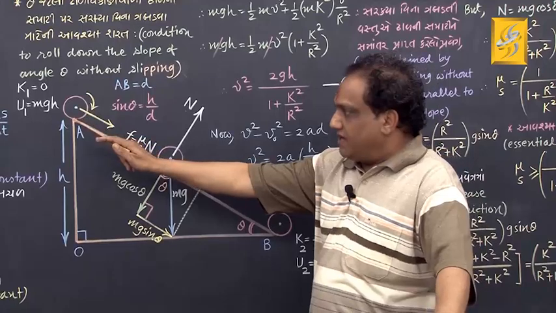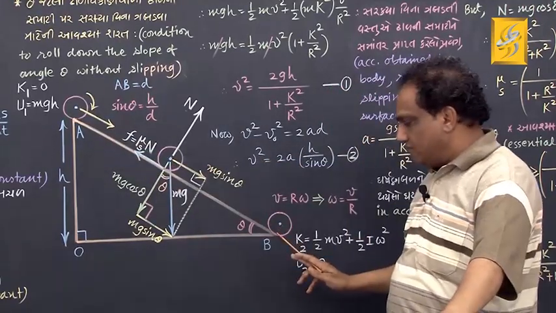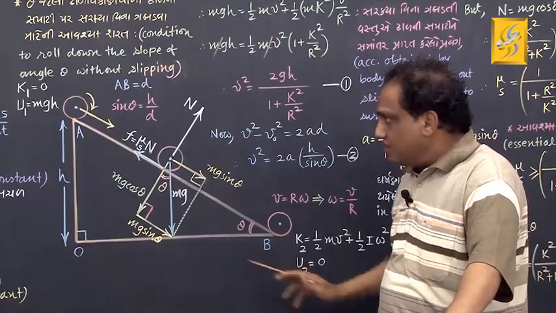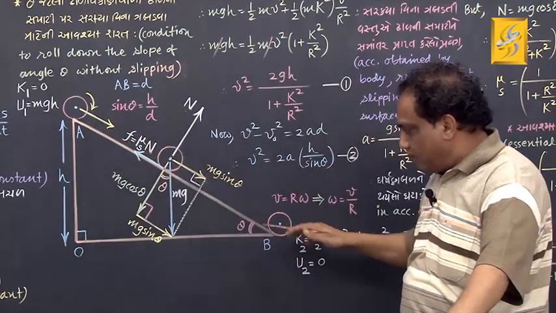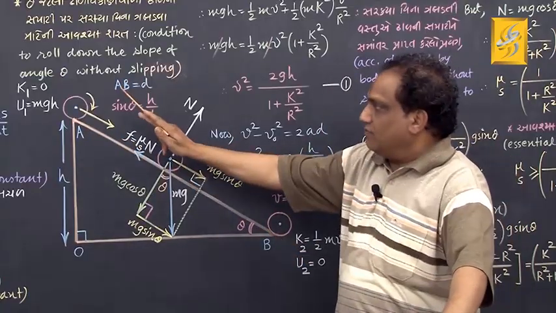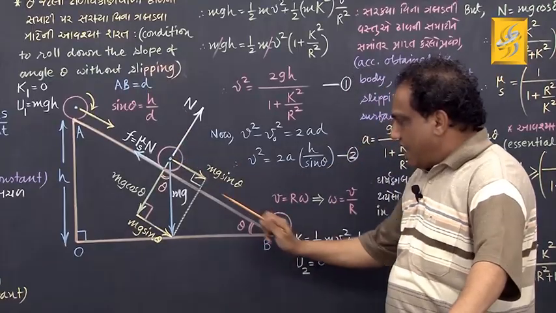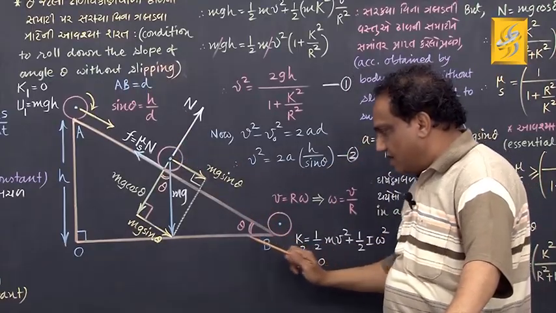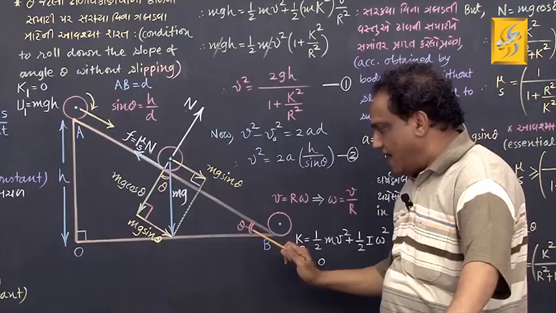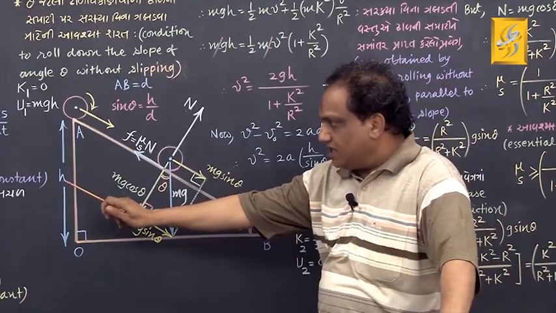The distance between the point at the top and the point at the bottom on the surface of the slope gives you the length of the slope, which is from point A to point B. That length of the slope is AB, which is supposed to be small d. The angle made by the sloping surface with the horizontal is called the angle of slope. Let it be theta.